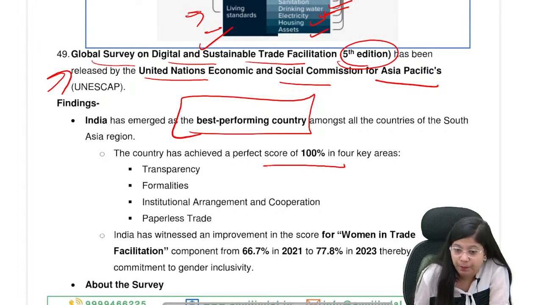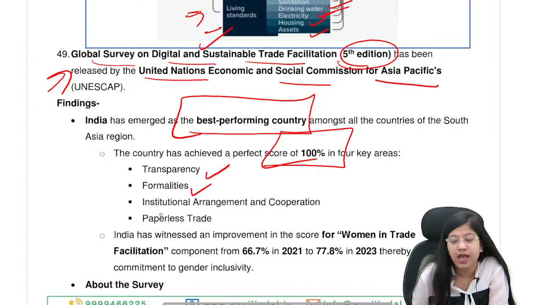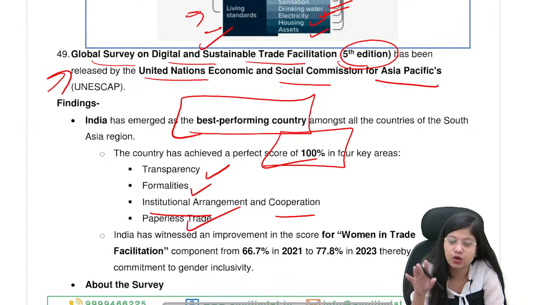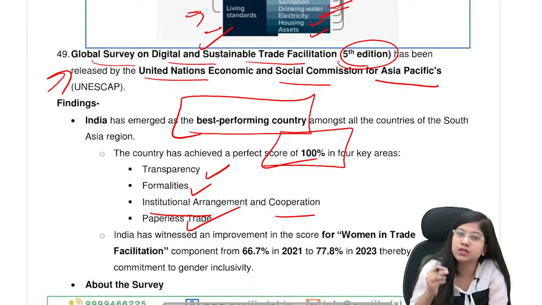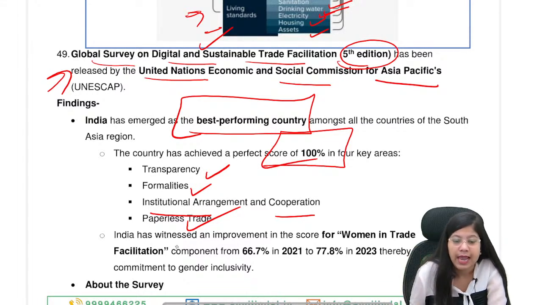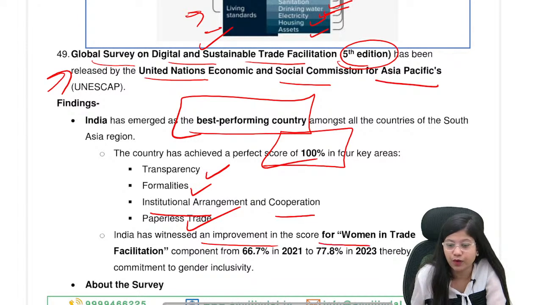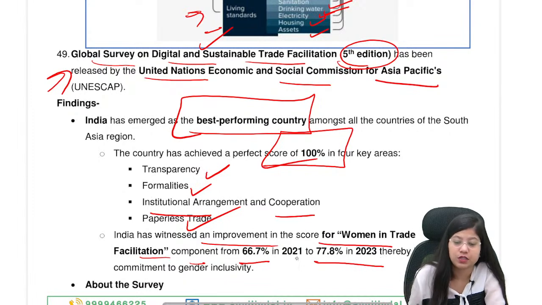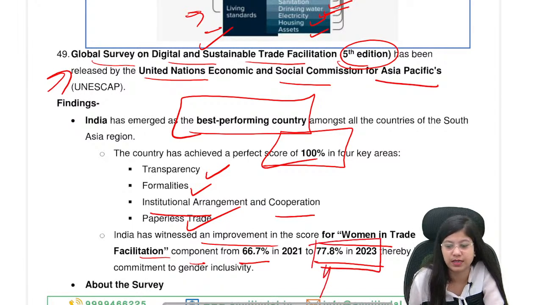India has achieved a perfect score of 100% in transparency, formalities, institutional arrangement and cooperation, paperless trade. So these were the 4 parameters on which this particular survey was assessing the different countries. And in all these 4 parameters, India has scored 100%. India has witnessed an improvement in the score for women in trade facilitation component from 66.7% to 77.8% in 2023. So you have to remember this data.